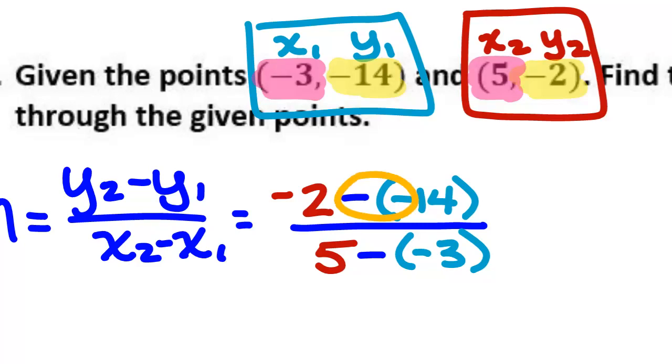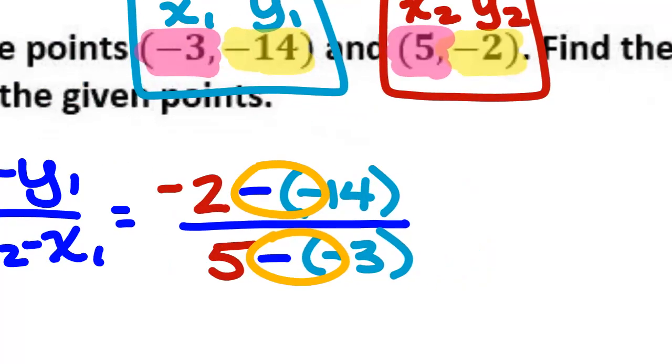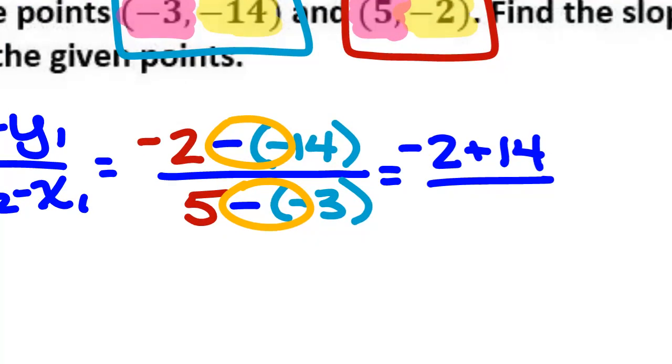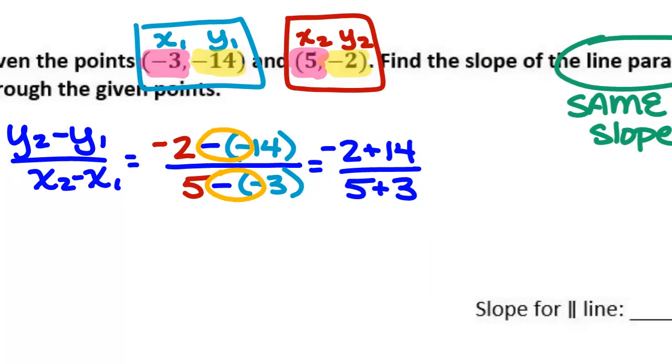On both of these, top and bottom, we are subtracting a negative number. So I really have -2 plus 14 up here and 5 plus 3 down here. What is -2 plus 14? 12. And 5 plus 3? 8. So there's my slope, but it's not in simplest terms.